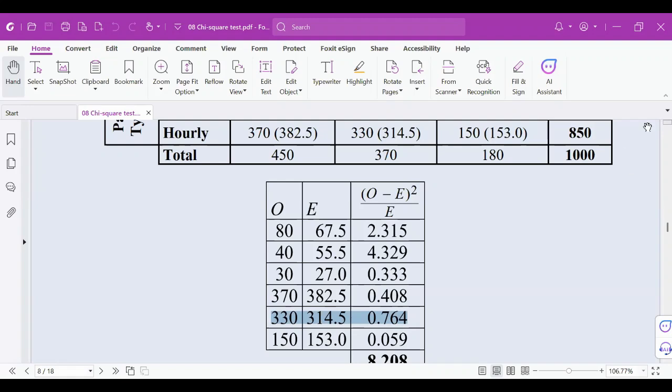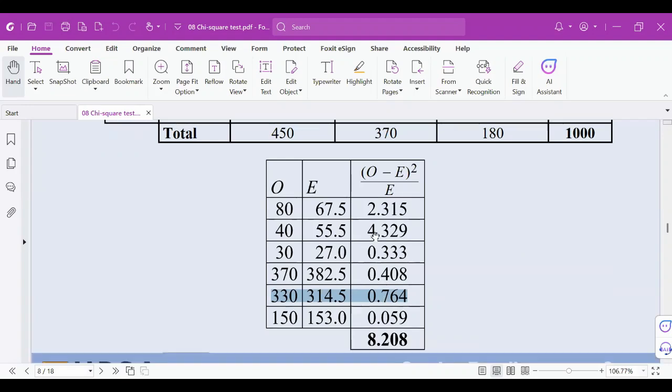Then after that, we add everything. The last one will give us 0.059. Then you add everything in the last column. And when you add, that will give a total of 8.208. That will be the total.